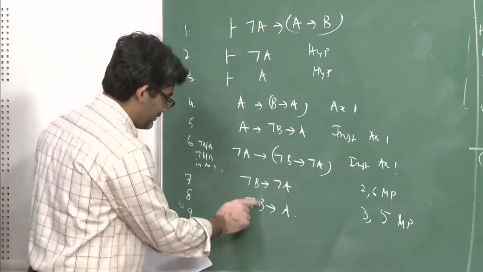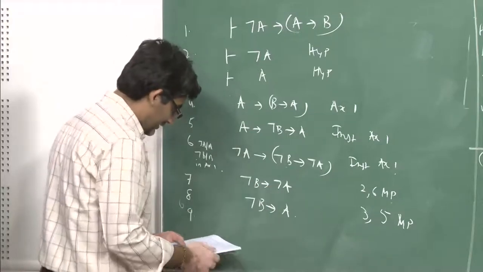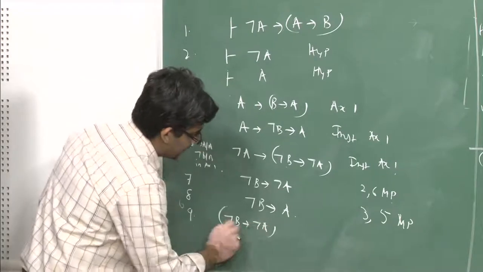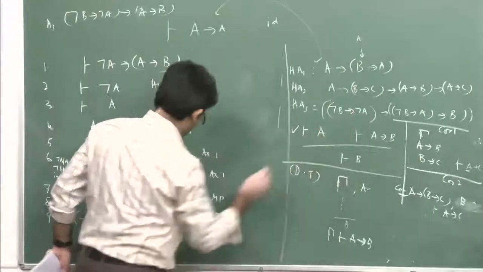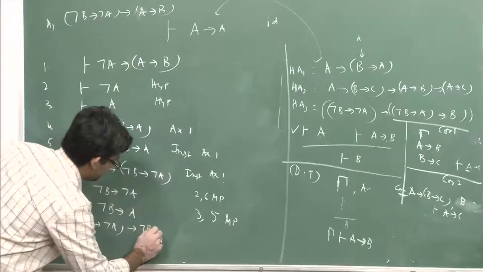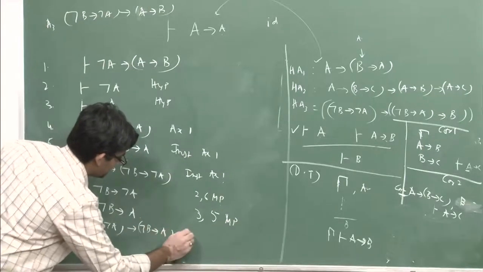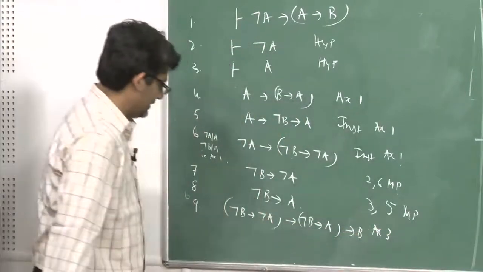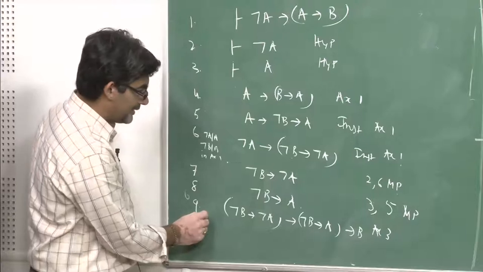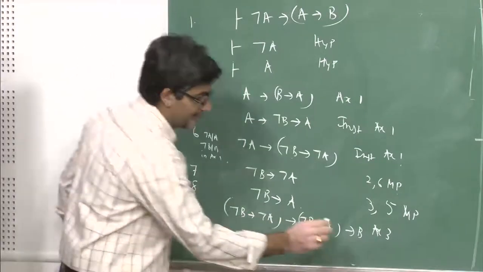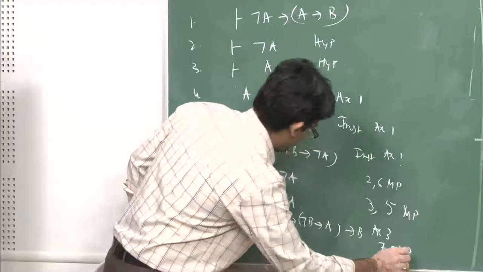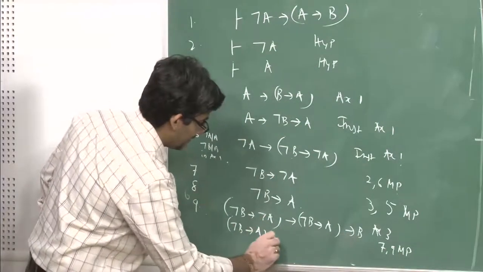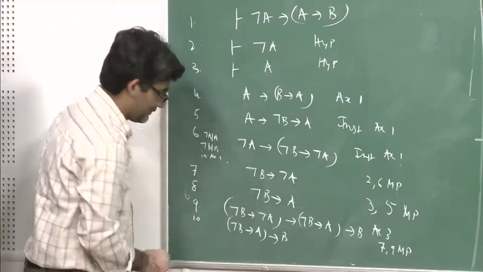So we have generated not B implies A, and we have not B implies not A. Now the axiom number 3 is like this: not B implies not A is the same as not B implies A implies B. What is this? This is axiom number 3. Now observe 7 and 9. By modus ponens, again you will get this particular portion: not B implies A implies B, under the 10th step.